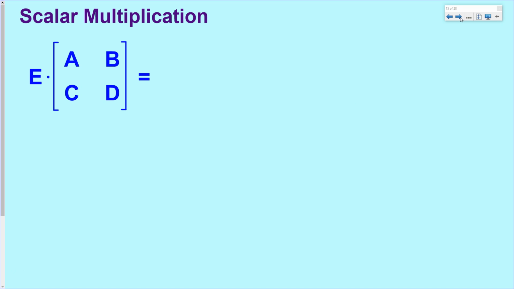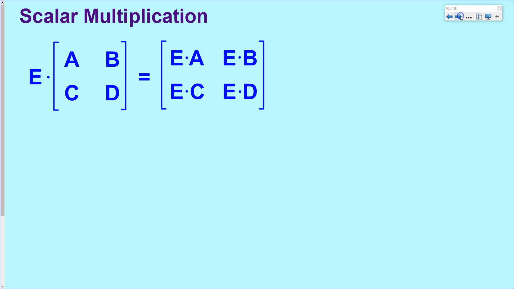The next thing to discuss is scalar multiplication. Scalar multiplication with matrices is super easy. Basically, it works the same exact way as the distributive property, except you may have more than just 2 or 3 things to distribute it to. So that scalar e, that number on the outside of the matrix, applies to every element inside the matrix. So you would take e times a, e times b, e times c, and e times d, like so.